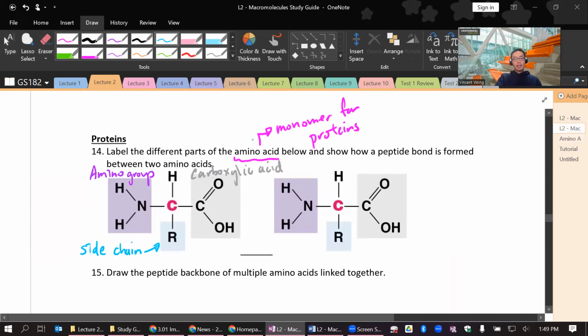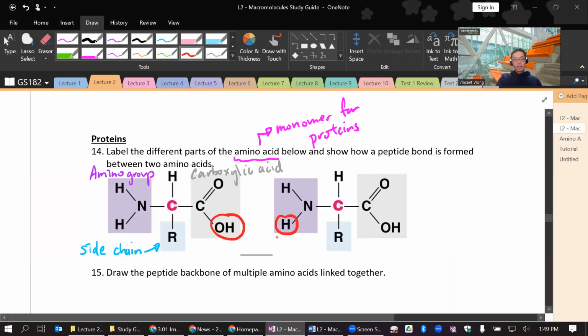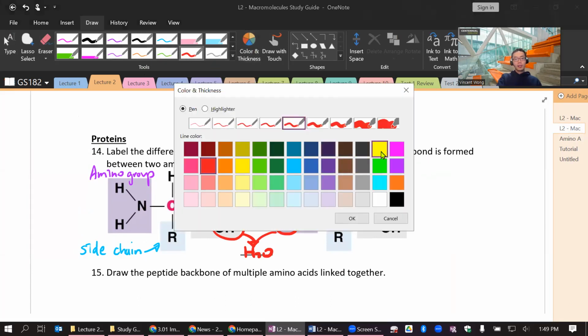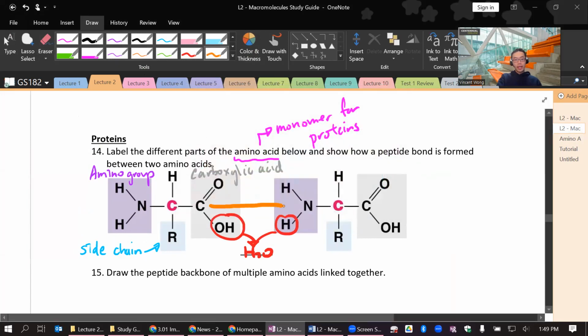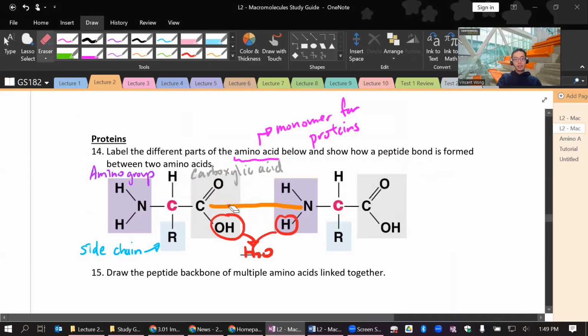So what we do here is we can take the OH from one, take the H from the other, and we will remove the H2O, and then we'll form a new bond. The new bond will connect the C over here with the N, and this new bond has a name. It is called a peptide bond. It connects them together.